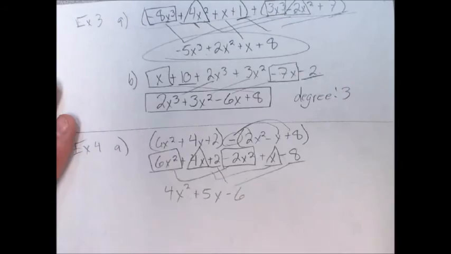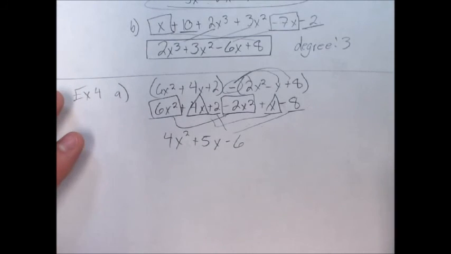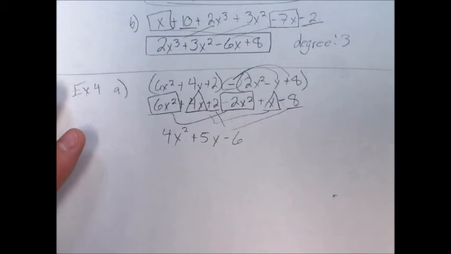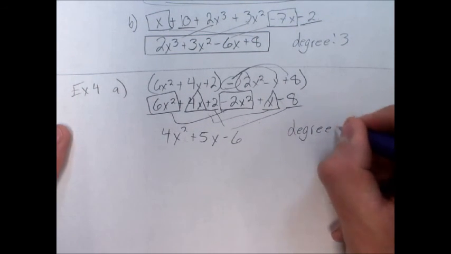So how many terms do I have? 3, so it's called a trinomial. And what is the degree on this one? 2. Good. That's it. That's all you need.